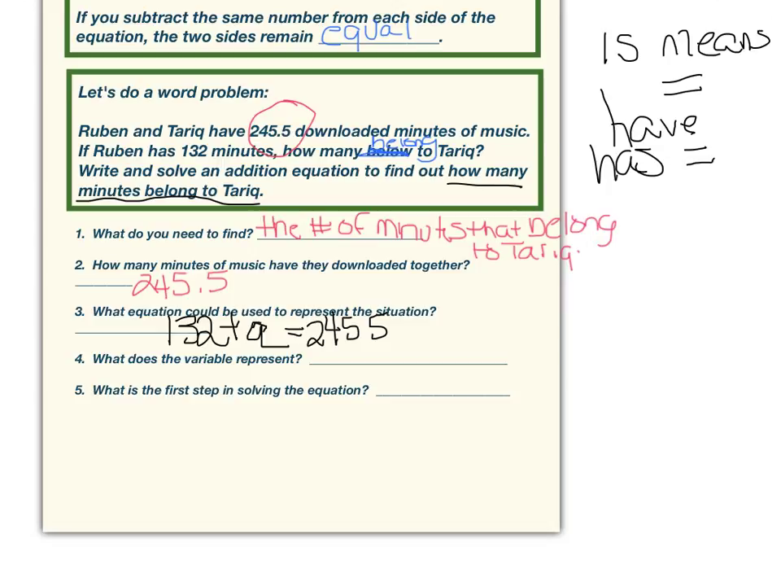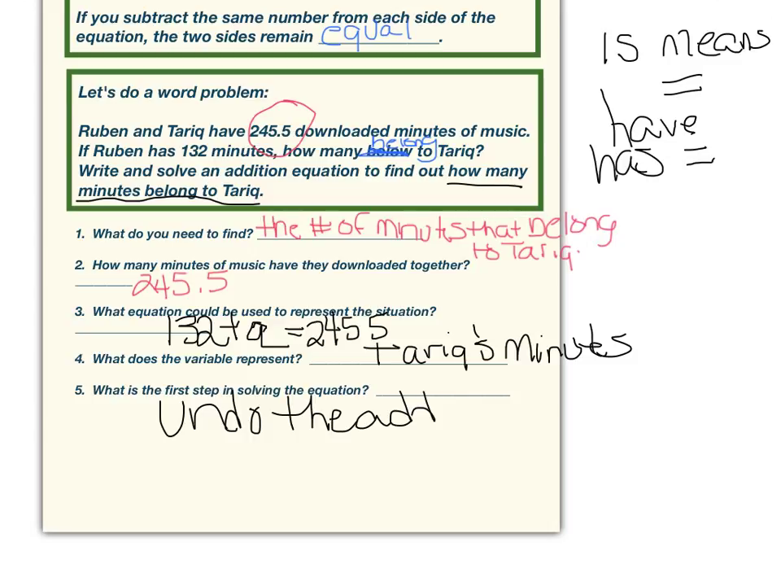What does the variable represent? It represents Tariq's minutes. Okay, what's going to be our first step to solving this? Look at the equation. It's an addition equation. So we would undo by subtracting, right? Undo the addition. So we will subtract 132 from both sides.